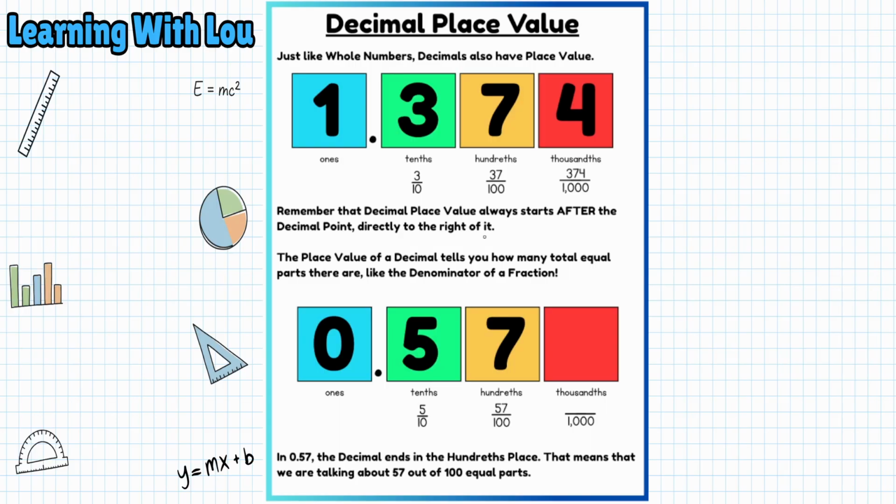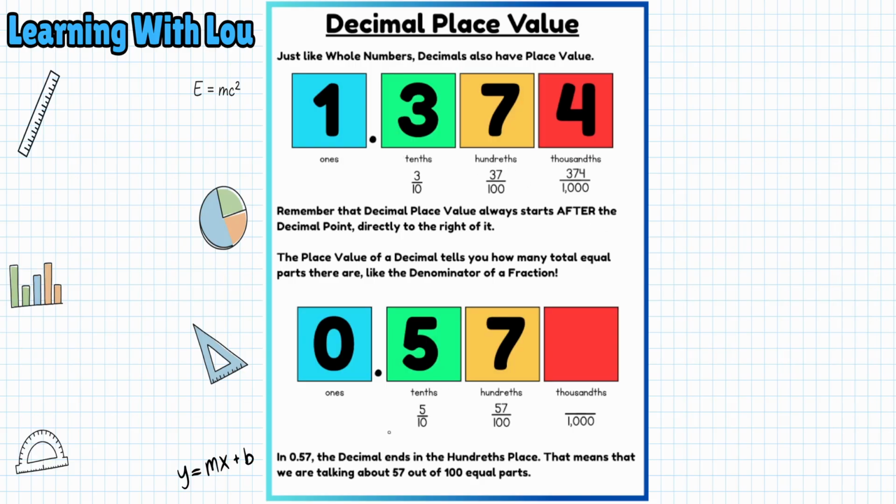So remember that when you're thinking of decimal place value, you always start right after the decimal point, directly to the right of it. You don't want to accidentally start at the left of it and say this is the tenths, hundredths, because then you'll be off. Your ones place is directly to the left, and then directly to the right of your decimal point is where your decimal place value begins.